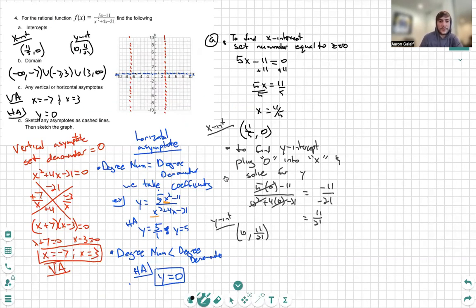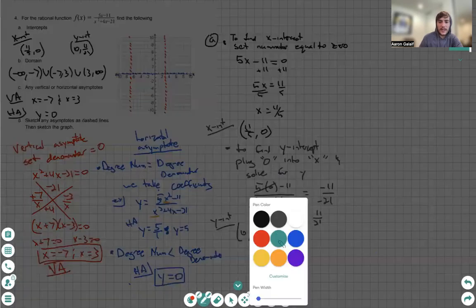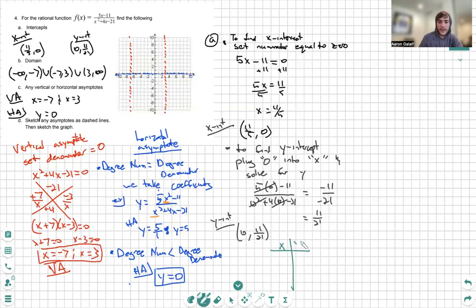We need to plug in points on either side of the asymptote. So this is negative 7. We're going to plug in negative 8 and negative 6 into our calculator. For negative 8, I got negative 51 over 11. And for negative 6, I got 41 over 9. So negative 6 is going to be a positive number up here. We know this sketch will be down here since we have to be below the horizontal asymptote and to the left of the vertical asymptote. We know that value is negative, so we can plug that there.